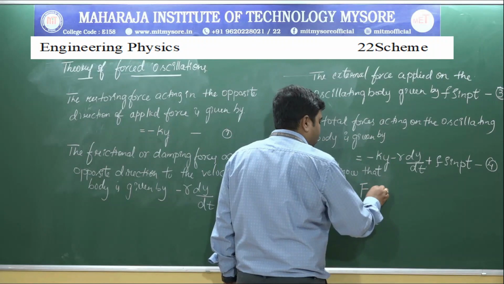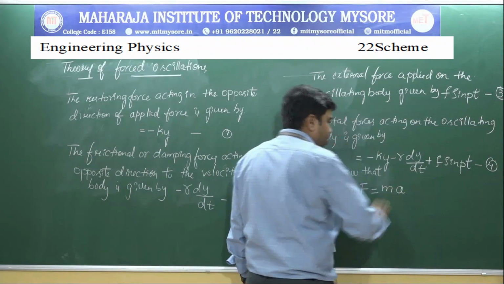The force applied is equal to its mass times acceleration.